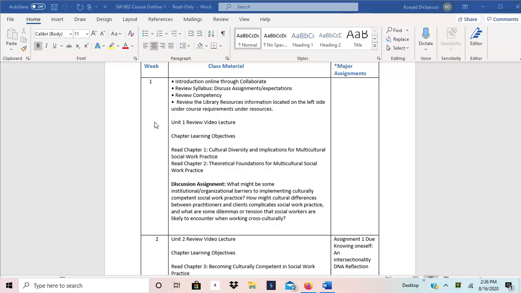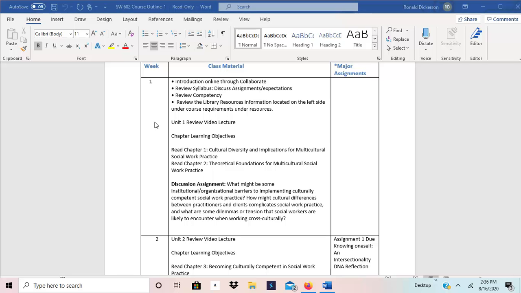I've already done a review of the syllabus and I discussed some information about the assignments and expectations. And we're going to do more of that as we get into Blackboard. I'm going to do a review of competencies. In other words, when we get in Blackboard, I'll show you exactly where the competencies links are, and I'll be talking about how each of the competencies are associated with the assignments as I do a video lecture for each one of the chapters per se.